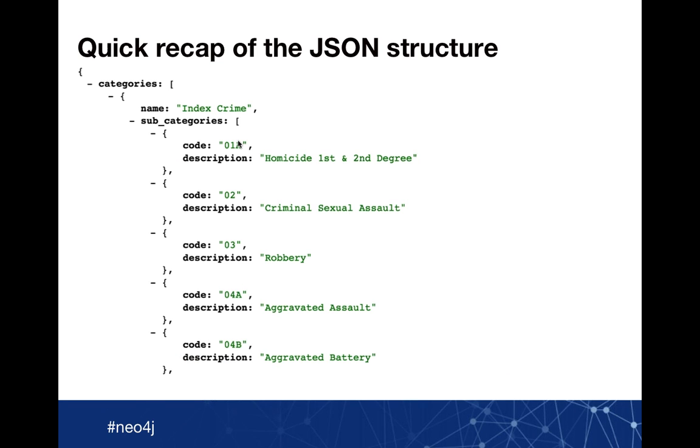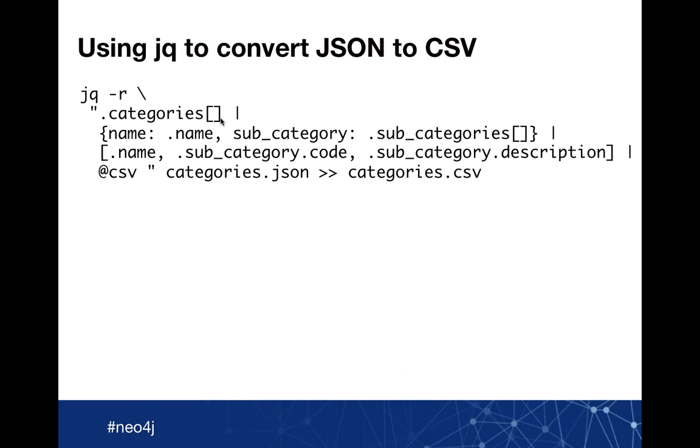So if we quickly remember, what does our JSON structure look like? Remember, we've got categories, we've got a name, we've got subcategories. What we want to do is get a row that has category, subcategory code, and subcategory description, so that we can have one row for each category and subcategory, and then the connection between them. And this is what the JQ syntax looks like.